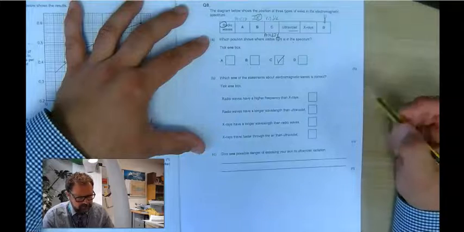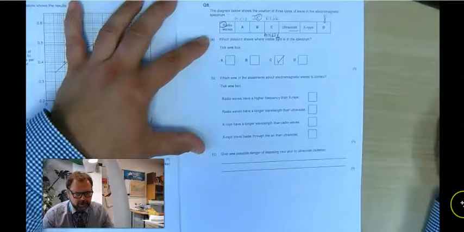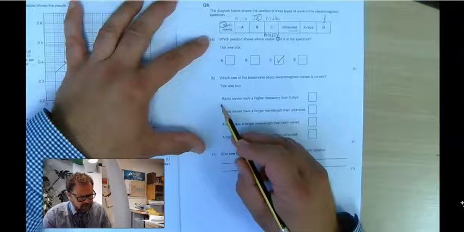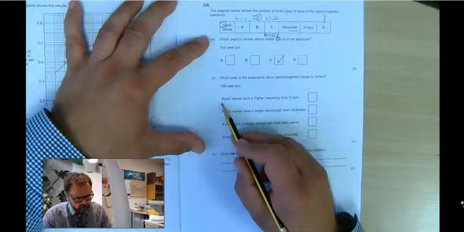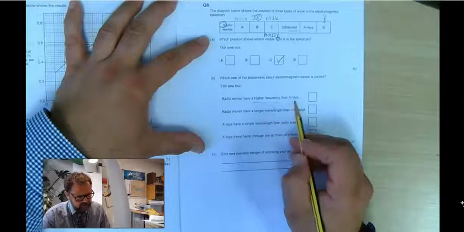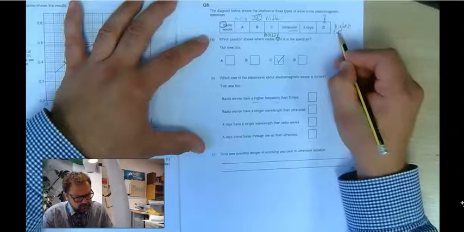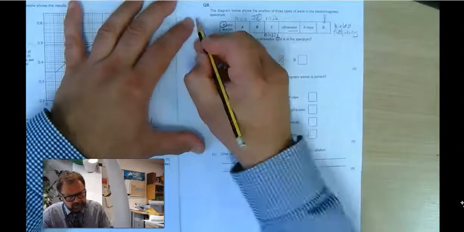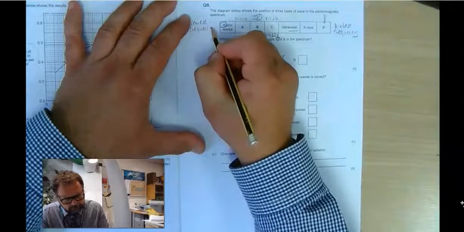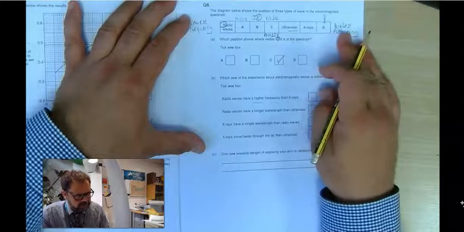One of the statements about electromagnetic waves is correct. I'm going to take each one in turn and see if I can decide if it's definitely right or wrong. Radio waves have a higher frequency than X-rays. Now I know that this end is the highest frequency, and this end is the lowest frequency, and that's because these waves all travel at the same speed.